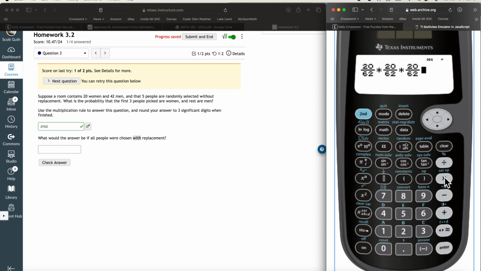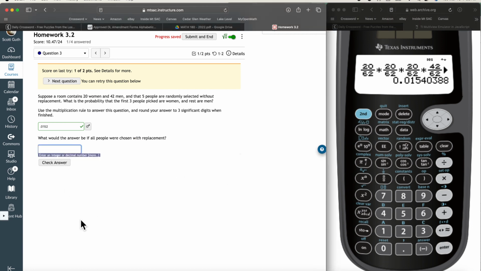And then now we have to do the men. With the men, there are 42 of those, so I'll do 42 men out of, and we keep putting people back, there's still 62 choices. Okay, and we do it one more time. We want 1 more person that's going to be a man. So there's still 42 men because we keep putting them back, out of 62 people. And hit enter. So it's 0.0154, just a slightly different answer.